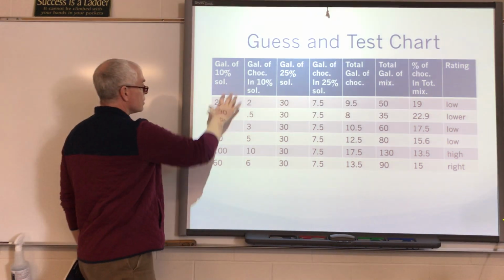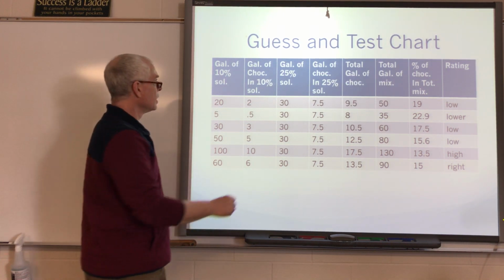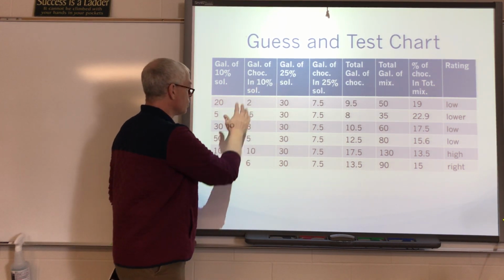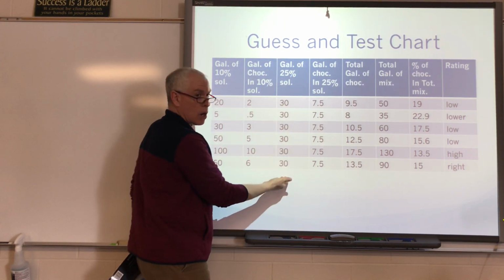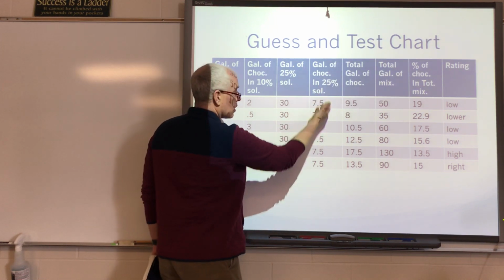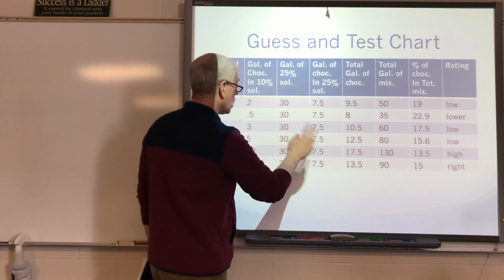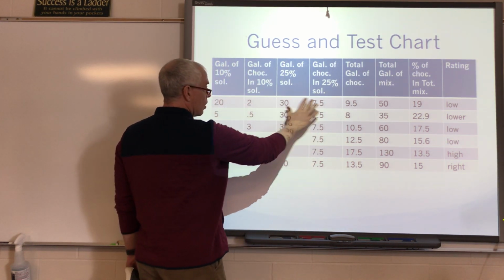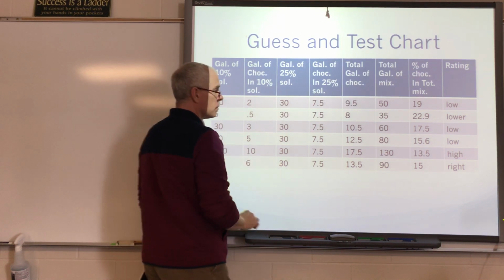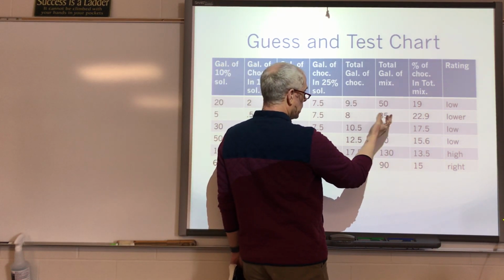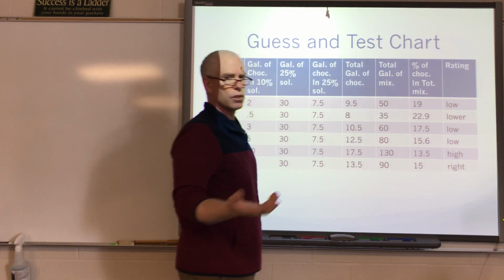So I have the gallons of the 10% solution. This is my guess. Okay, I'm not quite sure how many gallons there should be. Gallons of chocolate in the 10% solution, so we're taking 10% of that guess. Gallons of the 25% solution, it's always 30 gallons. The gallons of chocolate in there is always 7.5 from the previous slide. Total number of gallons of chocolate is going to be this column plus this column. Total gallons of the solution is this column plus this column. And then, of course, the percentage is going to be 9.5 divided by 50, or 8 divided by 35, and then we have to determine what our guess is.